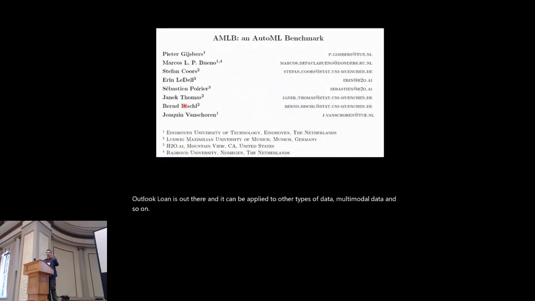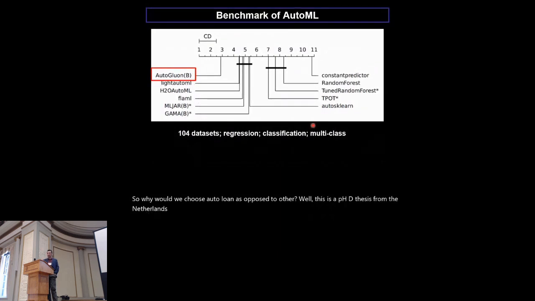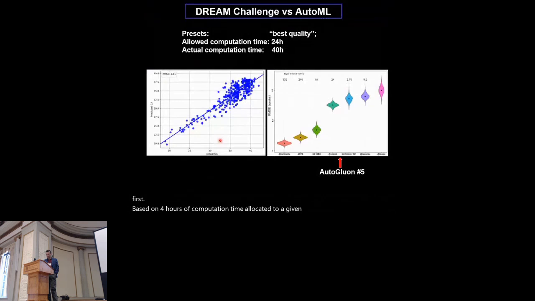So why would we choose AutoGluon as opposed to others? Well, this is a PhD thesis from the Netherlands, and they compared AutoGluon with other automatic machine learning pipelines. Based on their 104 data sets that include regression, classification, and multi-class prediction problems, AutoGluon would always come first based on 4 hours of computation time allocated to a given task.